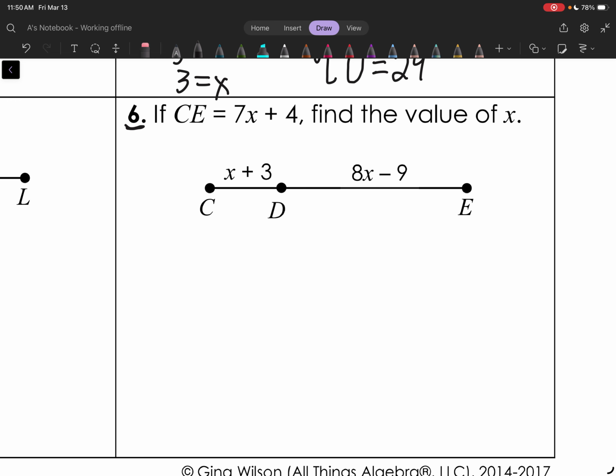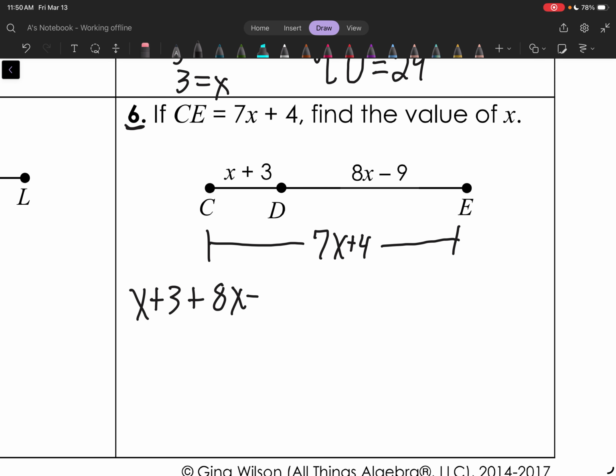If CE, which is the entire length, is equal to 7x plus 4, find the value of x. I'm going to set this one up, the two inside line segments, x plus 3 plus 8x minus 9 equals the entire thing, 7x plus 4, and now we will use Desmos.